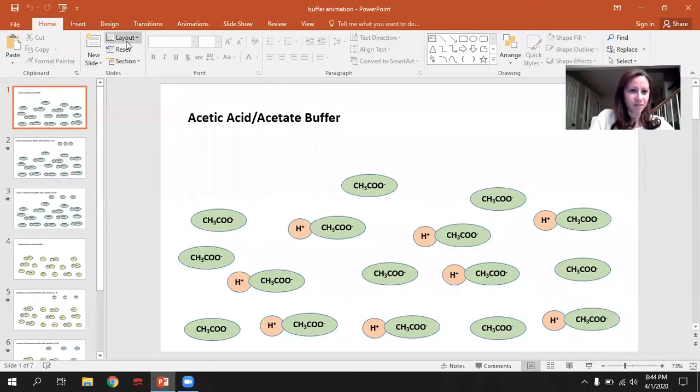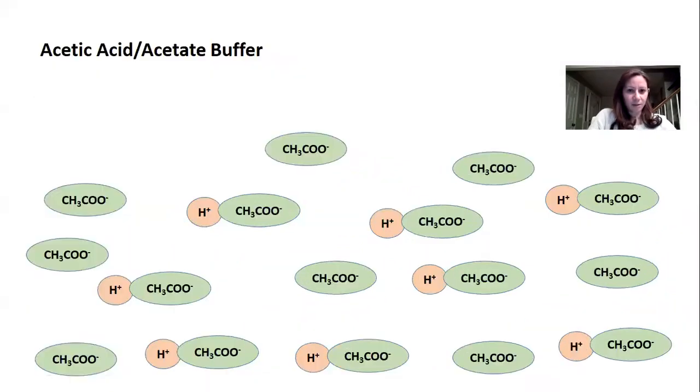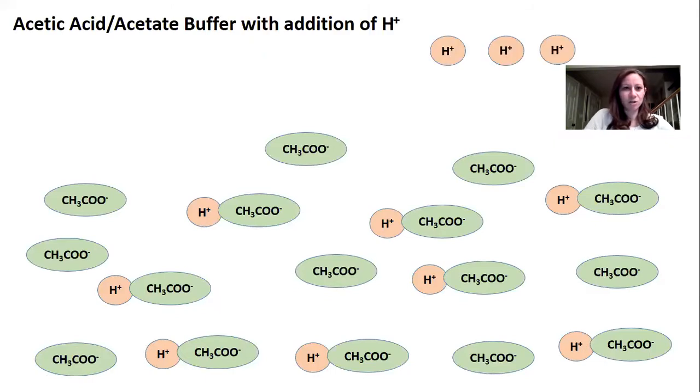We're going to start with an acetic acid acetate buffer. This is an acidic buffer. So acetic acid is a weak acid. Remember, a buffer is made up of a weak acid with its conjugate base or a weak base with its conjugate acid. And so this is a weak acid. And I'm going to add some more acid to it, some more H pluses.